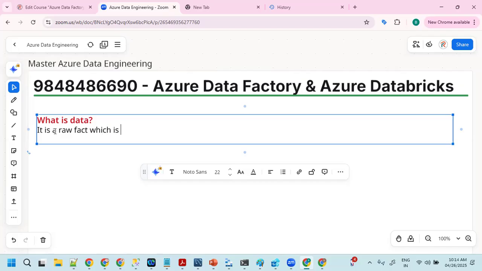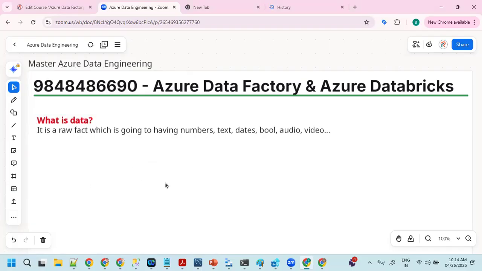Data can have numbers, text, dates, bool, audio, video, and so on. All these things we can say are data. But how is this data going to be obtained? From where are you going to get this data? That is important.